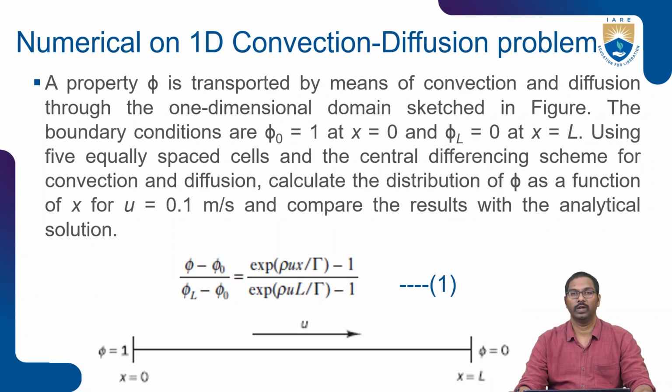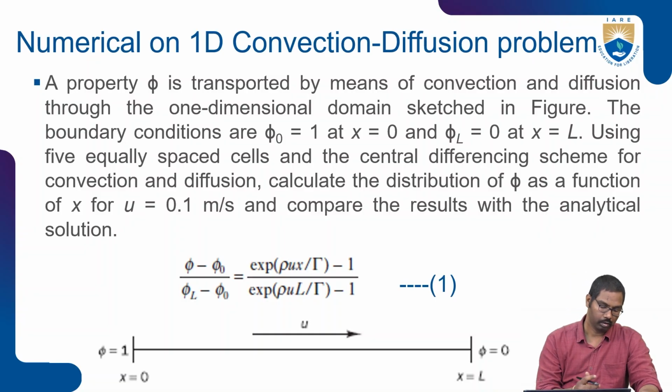As we all know, what is the importance of convection and diffusion in transportation phenomena? Convection leads to bulk transportation, whereas diffusion represents molecular level transportation. Here we are considering a property pi transported by means of convection and diffusion through a one-dimensional domain as shown in the figure. The boundary conditions of this domain are given as: at x equal to 0, pi equal to 1, and at x equal to L, pi is 0.